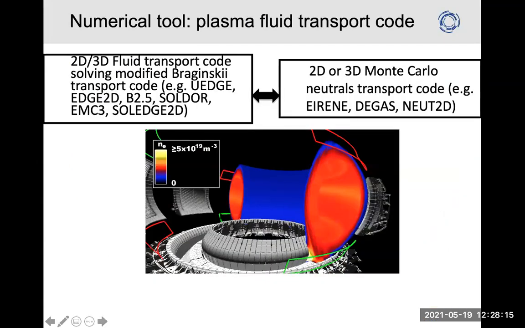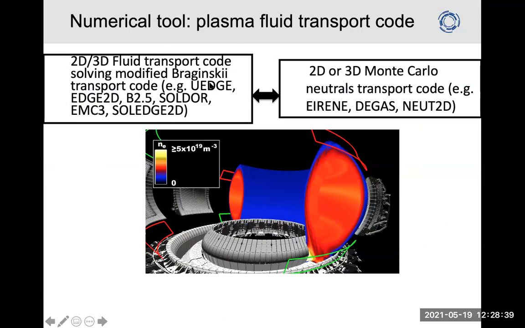So usually what we do is we have a coupling of 2 codes. On one hand, for the scraper layer, we have 2 or 3 dimensional fluid transport code that solve these equations that I showed you before, these transport equations. So the equation for particle conservation, momentum conservation, and energy conservation.